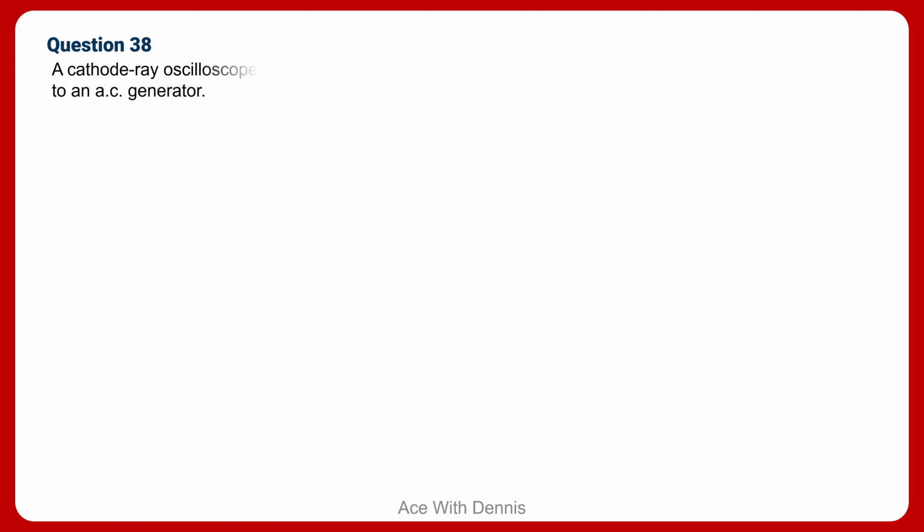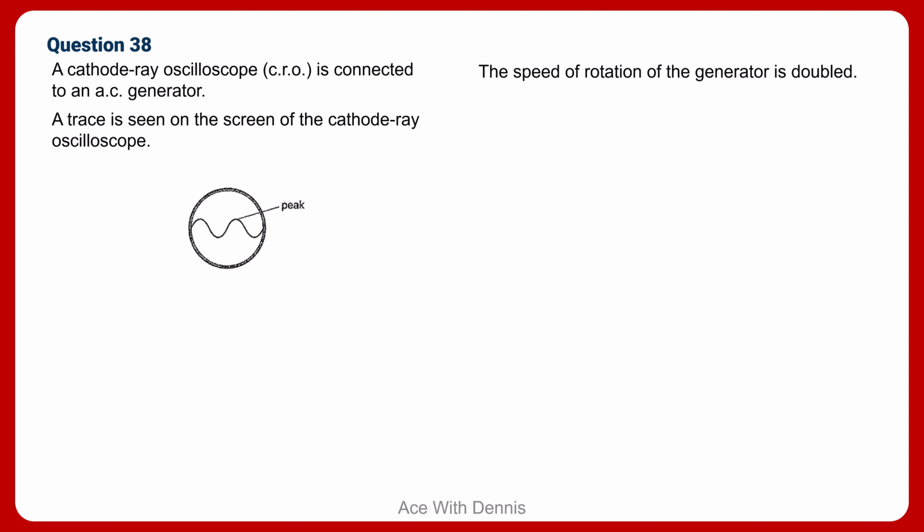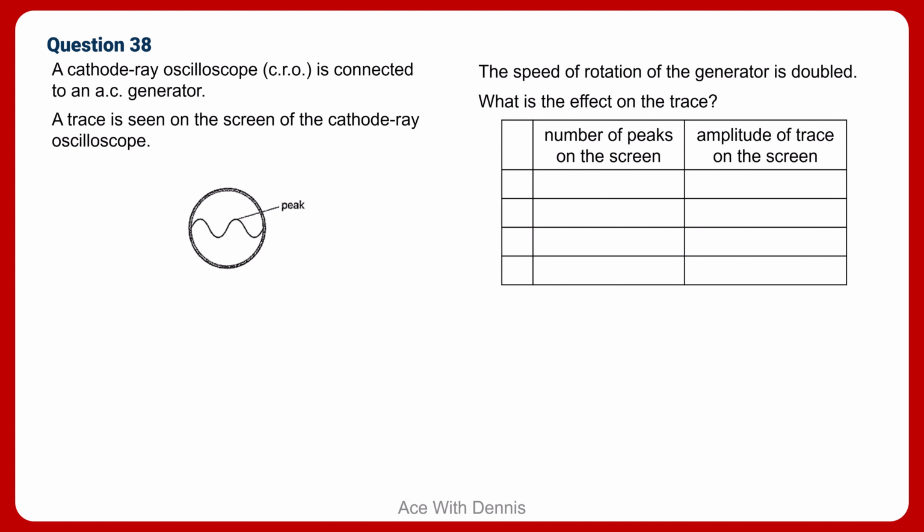Question 38. A cathode ray oscilloscope, CRO, is connected to an AC generator. A trace is seen on the screen of the cathode ray oscilloscope as shown in this diagram. The speed of rotation of the generator is doubled. What is the effect on the trace? So here are a few options.